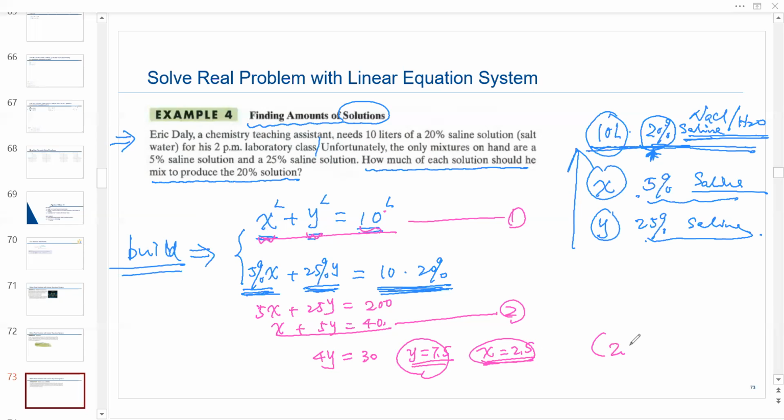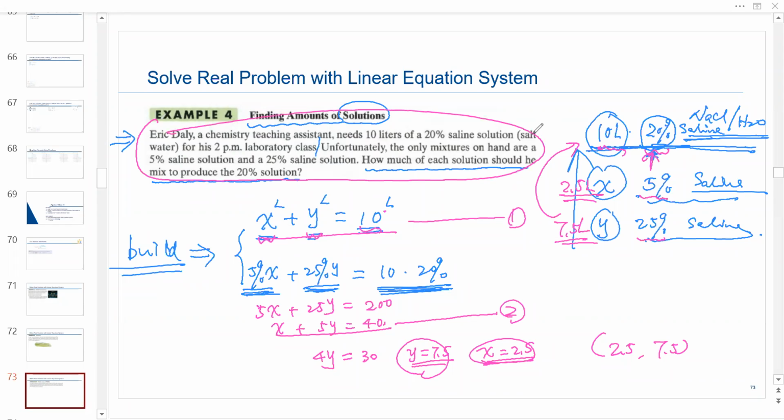Find the solutions: 2.5, 7.5. So here it means you got 2.5 liters out of here and 7.5 liters out of here. You can mix them together and the volume is exactly 10 liters, and the solution will be changed to 20%. Just like diluting this one with a little bit of this concentration, and you got this part, right? So most critical, actually, we needed to read through this part and find out what they ask and build this linear system.